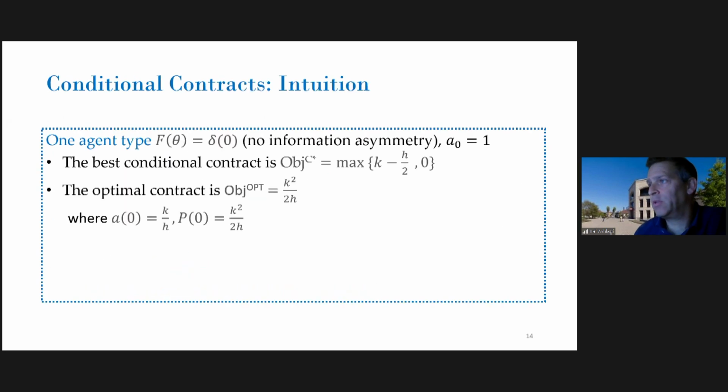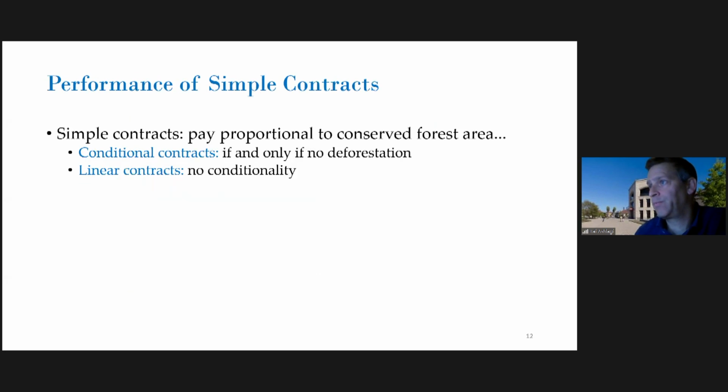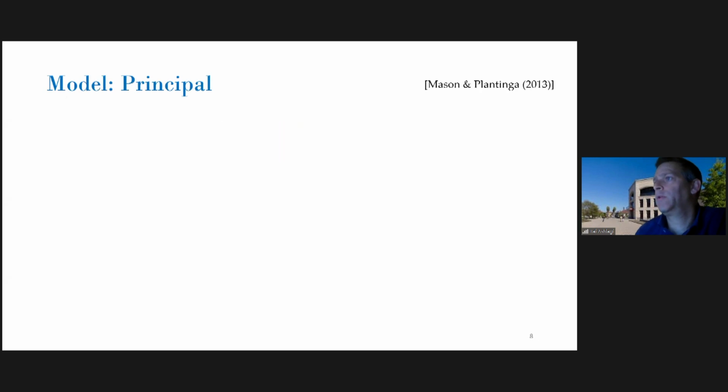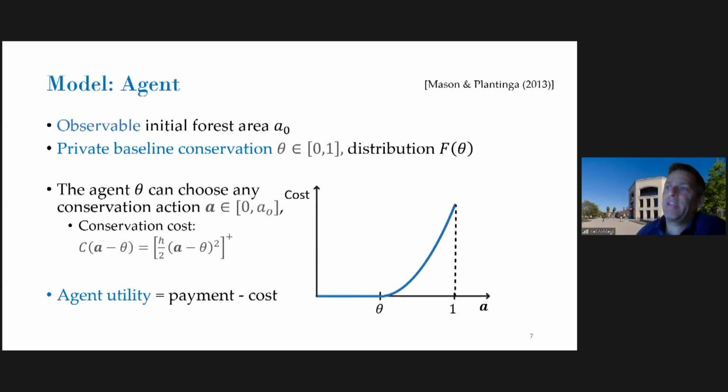So the agent is essentially paying this opportunity cost. I'm offering him a payment for conserving some amount of land, and he can take it or not take it, and then he decides how much to conserve. Right, and he gets paid. I'm not charging him anything. The cost is essentially his opportunity cost for conserving this amount of land. Okay, thanks.